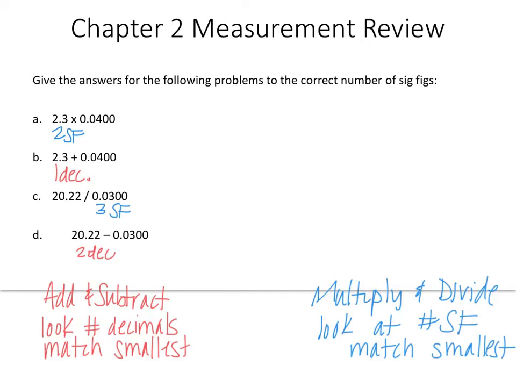Okay, so the problems that you're looking at here are just simple math problems, but what I want to know is, do you know how to put it in the correct number of significant figures when we're doing calculations? I want to remind you that when you're adding and subtracting, you are looking at total number of decimal points. So you care how many decimal points are there, and then you match your answer to the smallest number of decimal points in your problem. If you're multiplying and dividing, then you're not looking at decimals, but at total number of significant figures. And so you match your answer to the one that's the smallest.